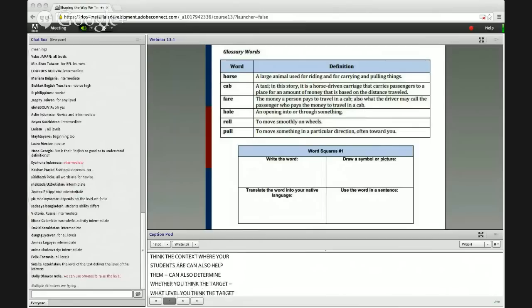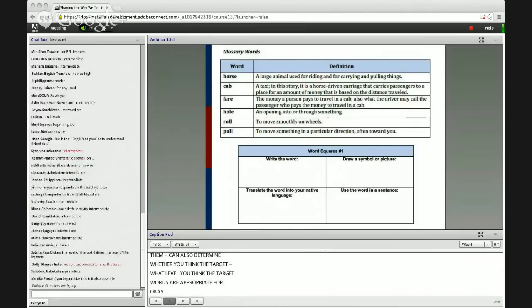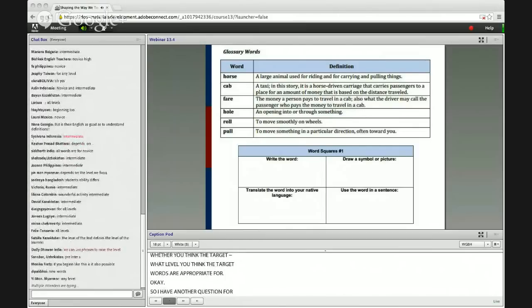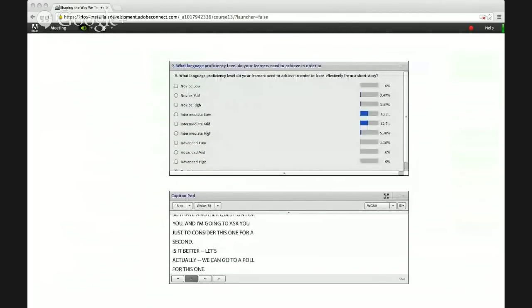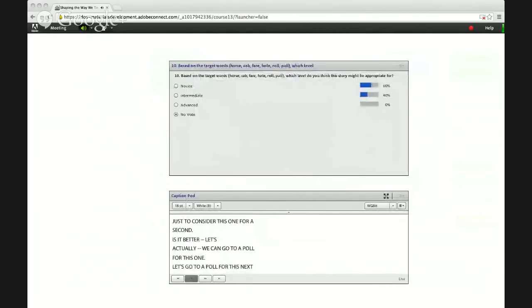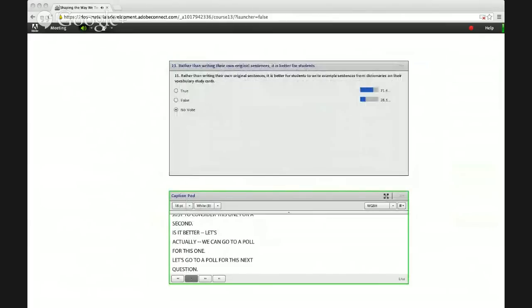Okay, so I have another question for you, and I'm going to ask you just to consider this one for a second. We can go to a poll for this one. Let's go to a poll for this next question. I'm going to ask you about using the word in a sentence.